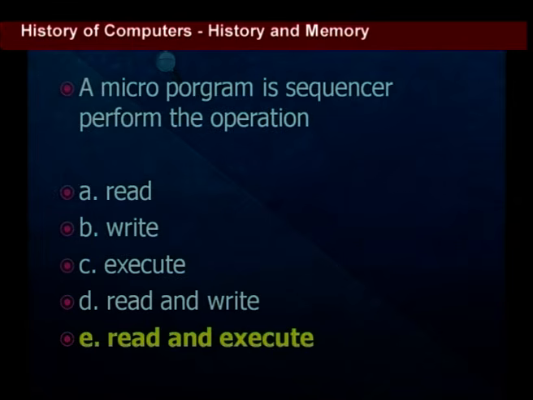A microprogram performs operations sequentially. Sequential action means what here? Now see the options: read, write, execute, read and write. Read only means its only purpose is reading. Write here means only writing the programs. Execution is only a single part; it executes the converted programs. Read and write means read the programs and write the programs; it is not for the performance of the operation. The correct answer is read and execute.